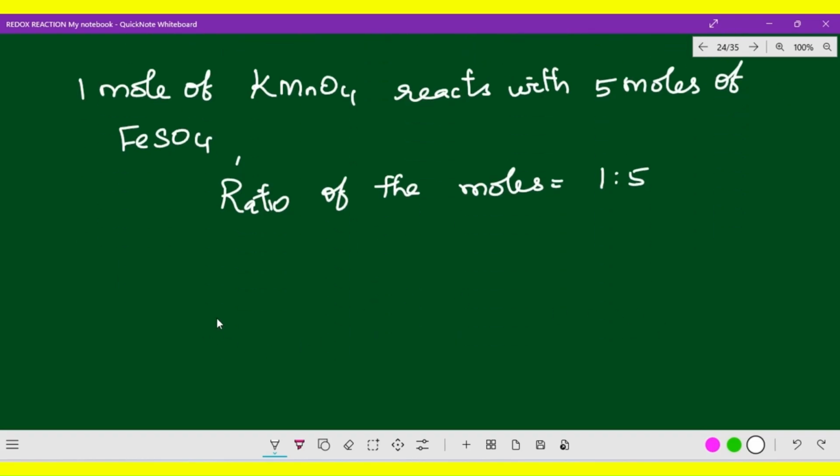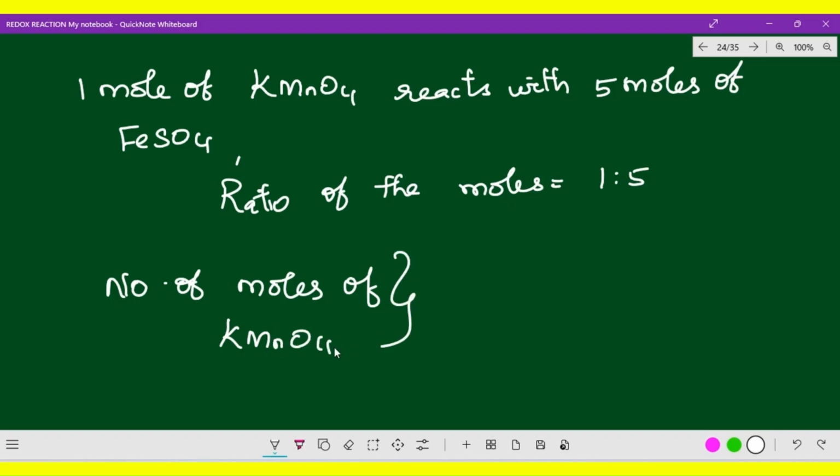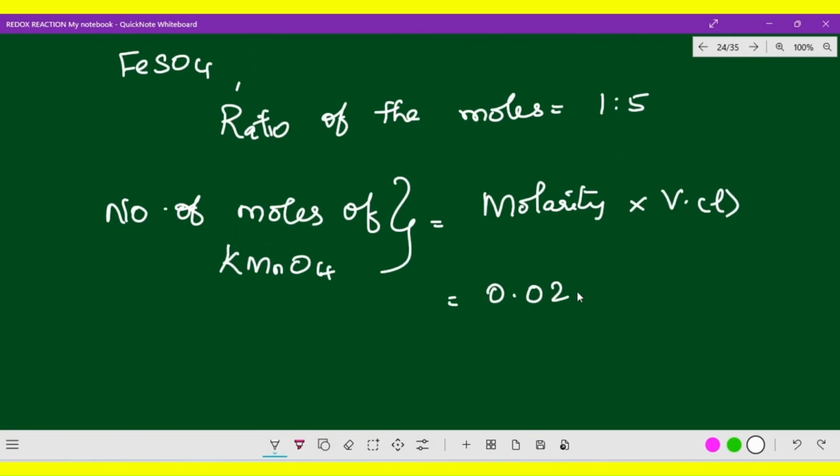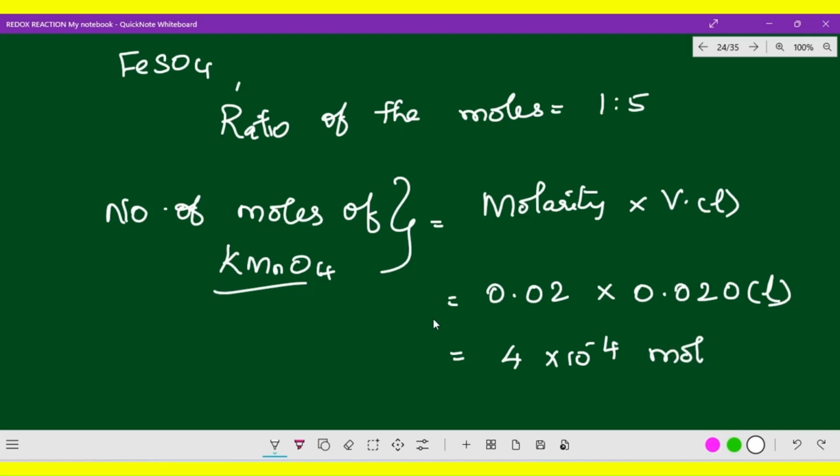Now here KMnO4, let us check with it. The number of moles of KMnO4 equals molarity into volume of solution in liters. The molarity is 0.02, as mentioned in the question, right? And the volume of solution is 0.020 liter, right? So what is the answer you will be getting? 4 into 10 to the power of minus 4 moles. So the number of moles of KMnO4, how much are you getting? 4 into 10 to the power of minus 4 mole, right?